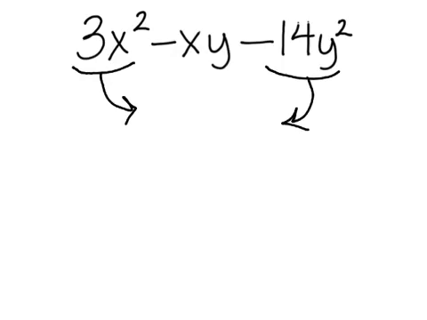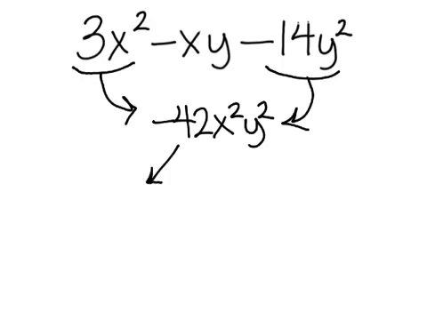3x squared times negative 14y squared is going to give me negative 42x squared y squared. More variables than we had before, but really not that much different of a procedure. As we did, we want to break this up into two separate parts that will multiply together to give us negative 42x squared y squared, but add up to negative xy. This means they need to be like terms. So both of them will have to have an xy in them.